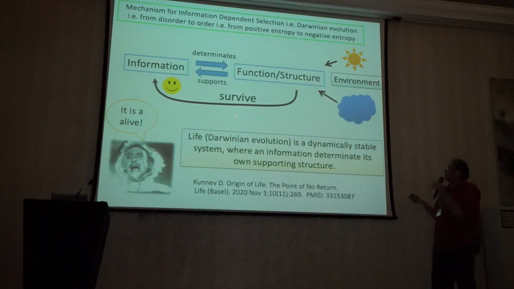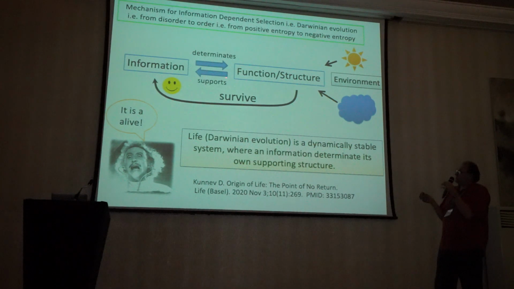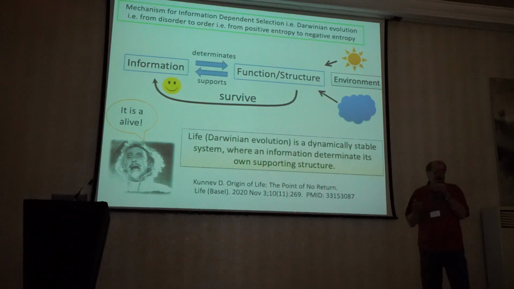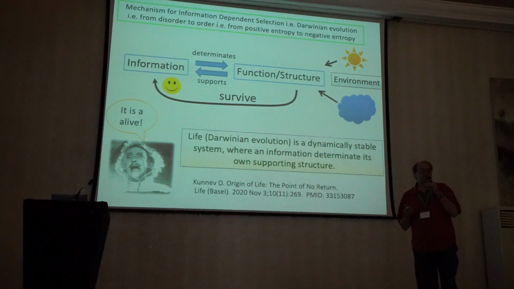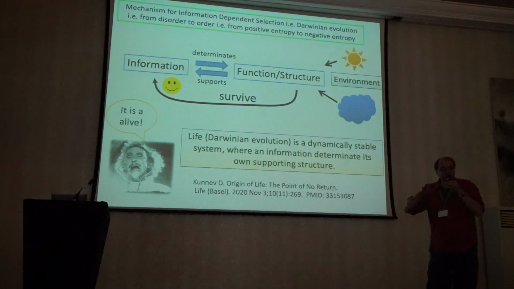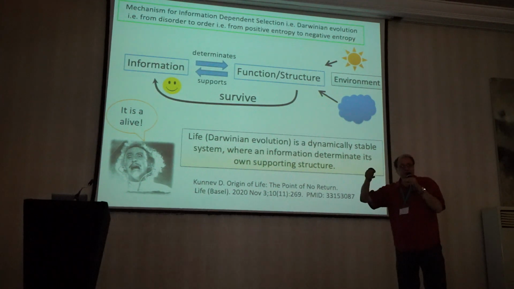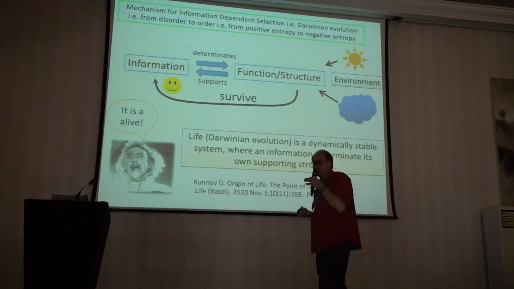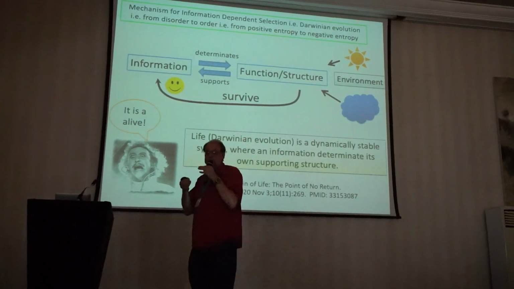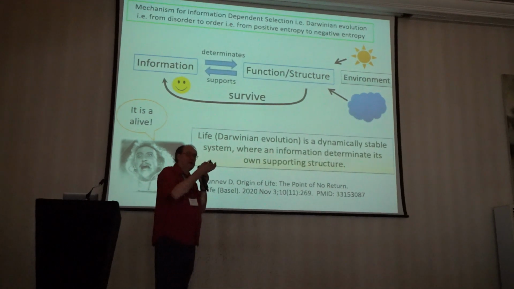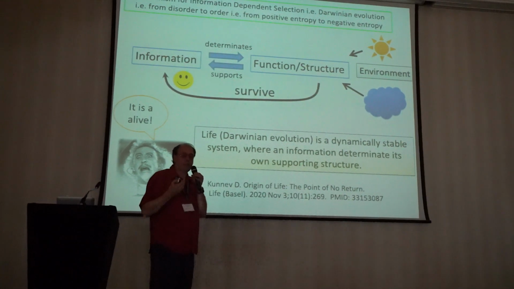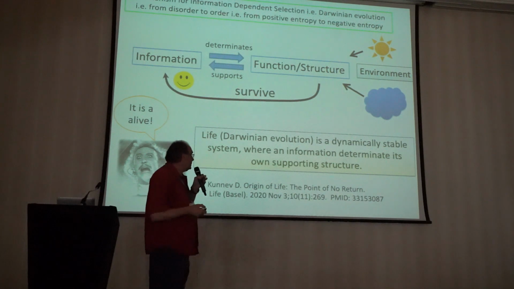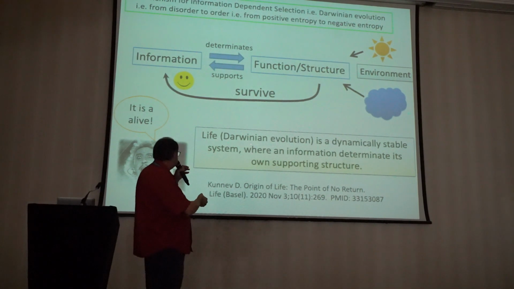On the contrary, once you have this feedback from the structure and function to the information, now this system is capable of evolving. And you can continue, and every single time you may have a more advanced structure. This is the way life is built up. This is the way it goes from chaos to order.